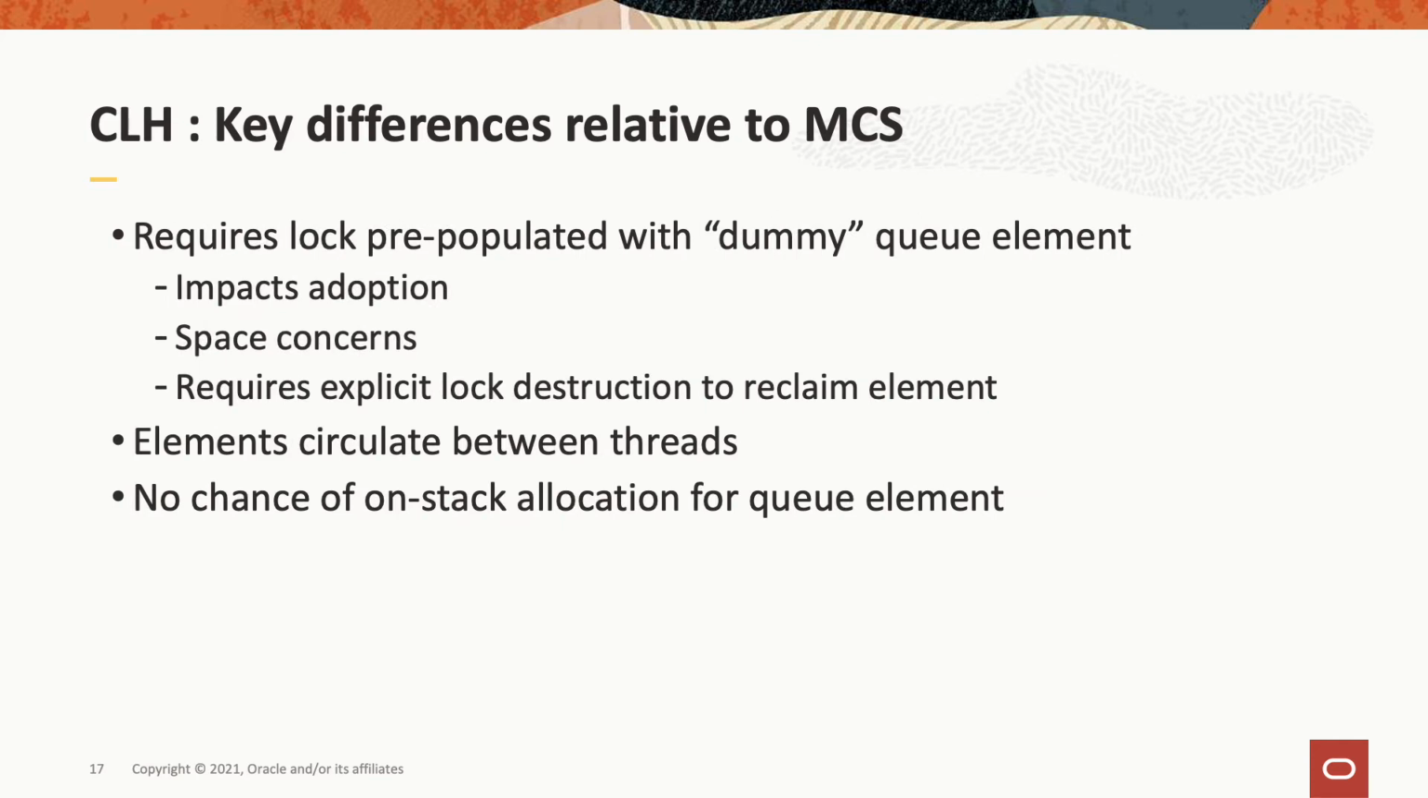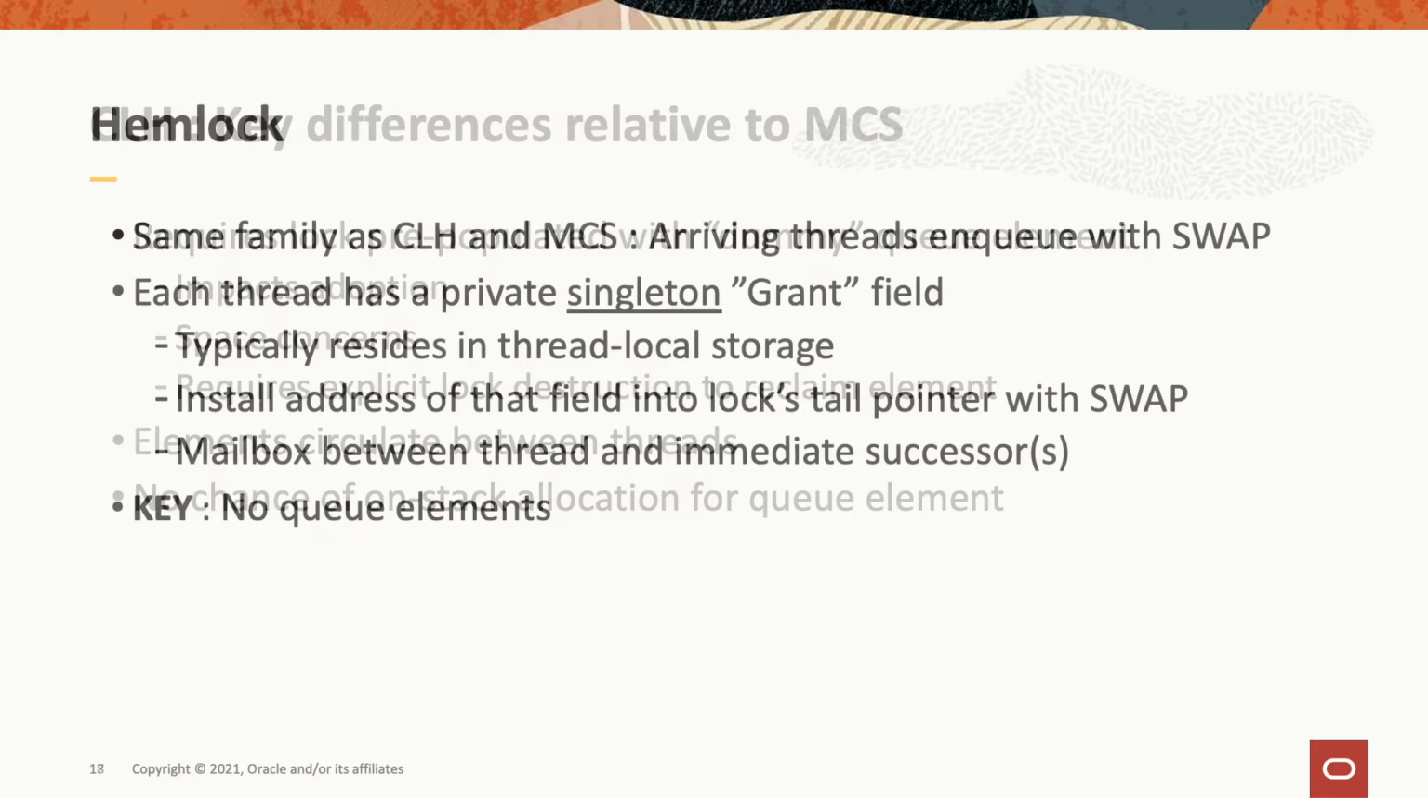CLH, however, requires that we pre-populate locks with so-called dummy queue elements. This impacts adoption because of space concerns. It also means we require explicit lock destruction to reclaim those dummy queue elements. In CLH, elements circulate or migrate between threads. So when a thread posts a certain element to a queue, when it reclaims an element, it may get a different one back. That means there's no chance of on-stack allocation for queue elements.